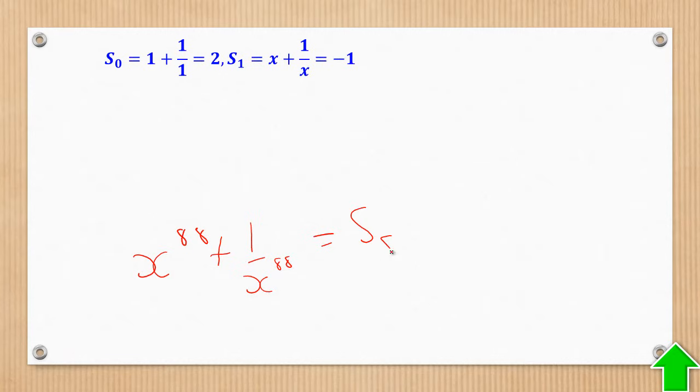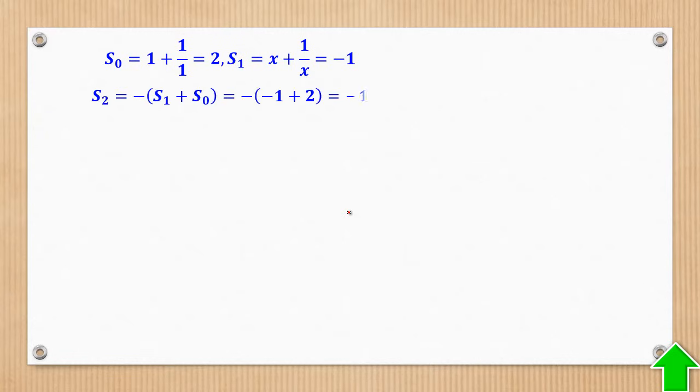So in short, when getting the value of this, it will be equal to S88. So we have to get S88. Let's see how. So S2 will be equal to negative of S1 plus S0. Substitute for S1, substitute for S0, and come up with negative 1.